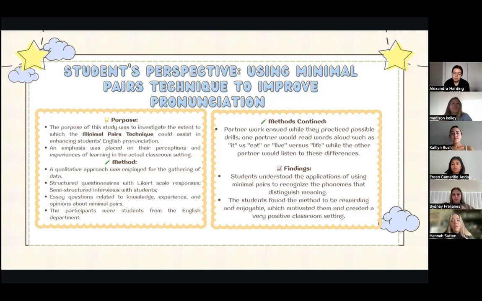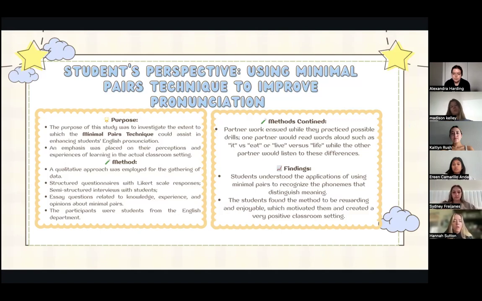Some students were also asked to participate in filling out a Google form and direct interviews with a list of written questions as a guide that focused on students' perceptions of using minimal pairs. They were asked about their knowledge and experience with using minimal pairs, advantages and disadvantages, and if minimal pairs can help improve listening skills and differentiating phoneme sounds.